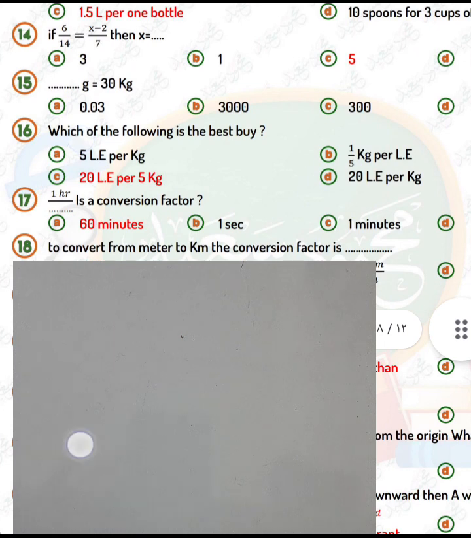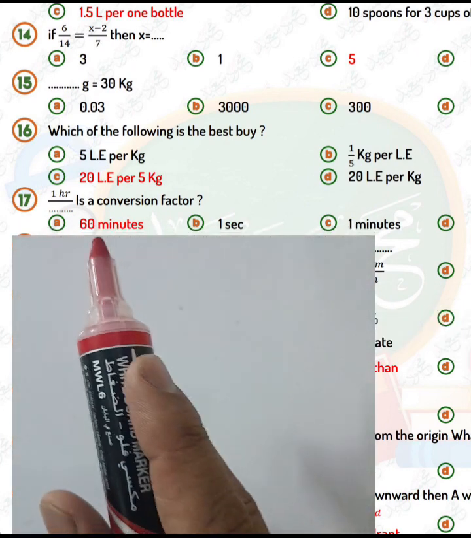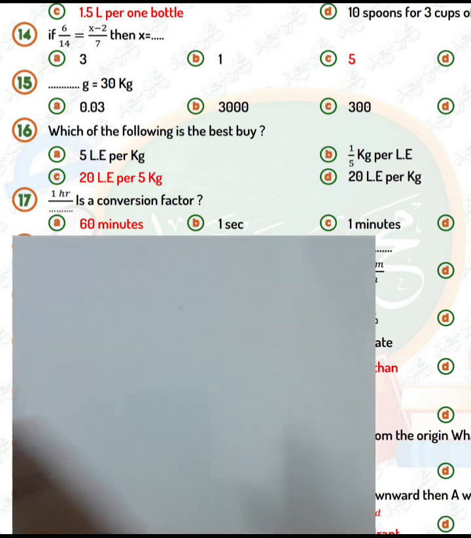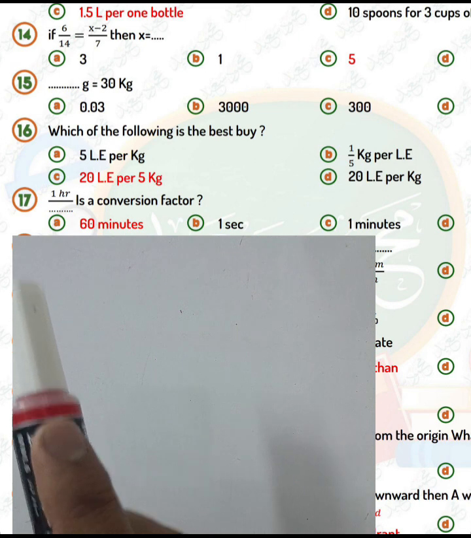Question 17. 1 hour over blank is a conversion factor. We write in the numerator 60 minutes. We call it a conversion factor. A conversion factor is the ratio between two equal amounts.